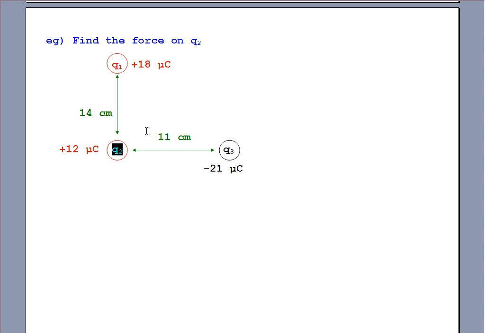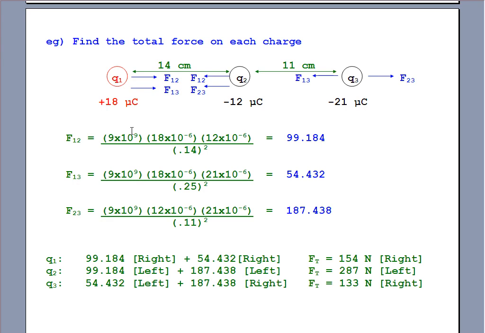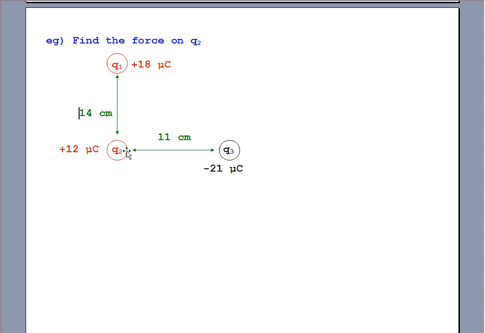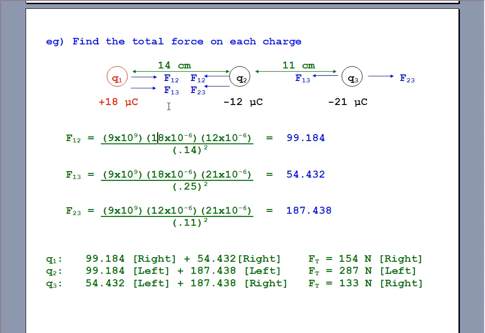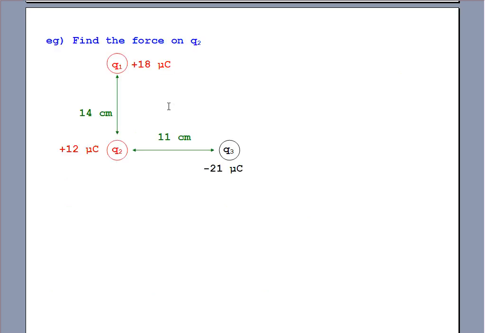We've actually got the numbers from the previous page for what happens when an 18 microcoulomb and a 12 microcoulomb charge are 14 centimeters apart. We already know that. That was back here: 18 and 12, 14 apart. That's going to be 99 newtons. And we even know what's going to happen when a 12 and a 21 are 11 apart. We've done that one on the previous page, right? The 12 and 21, 11 apart, that's the 187.